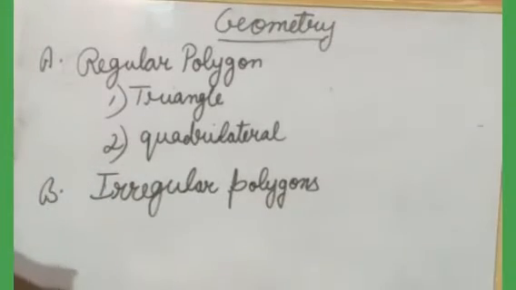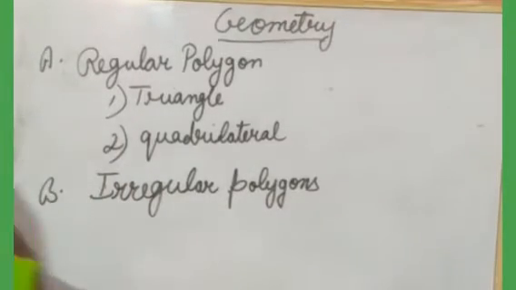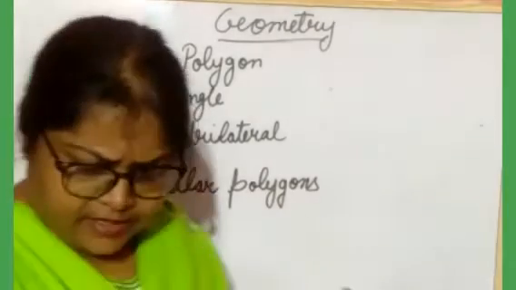Today we will know about a regular polygon and irregular polygon. A regular polygon has all sides of equal length. In a regular polygon, what is that? All sides will be of equal length.